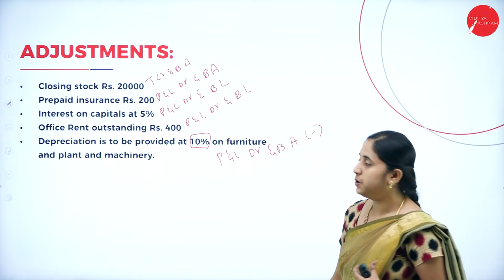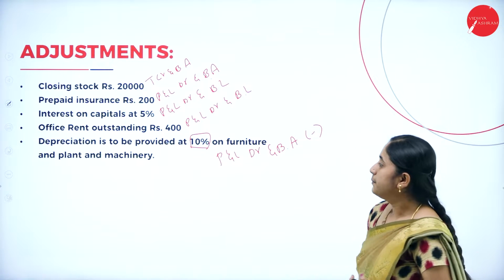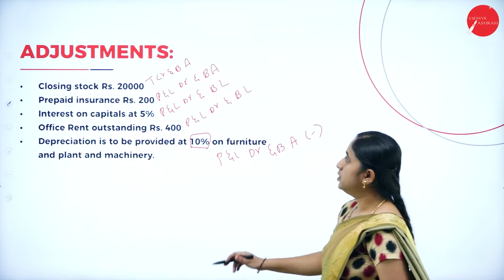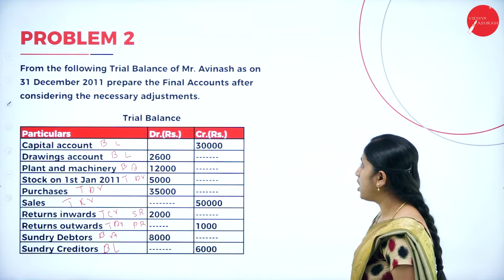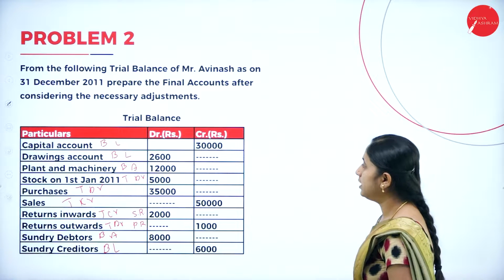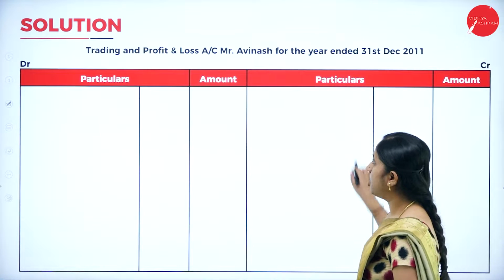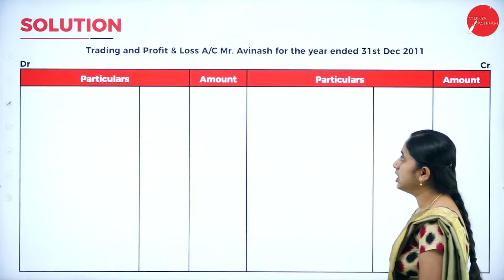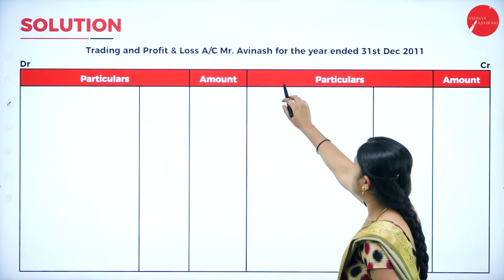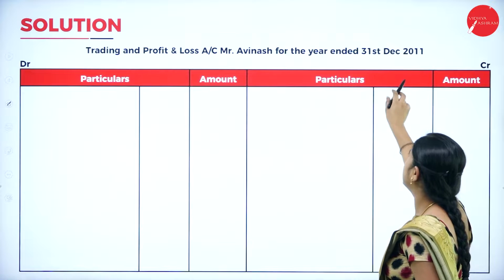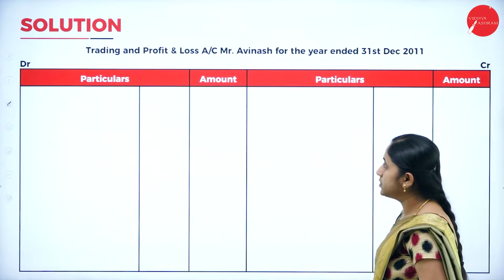The depreciation amount is deducted from furniture and plant and machinery. So after analyzing the problem, start doing the problem. Write the format of the trading and profit and loss account of Mr. Avinash for the year ended 31st December 2011.